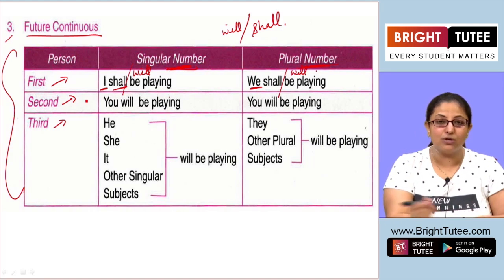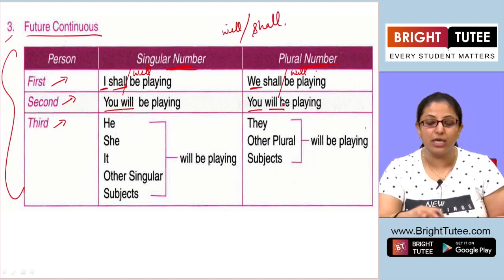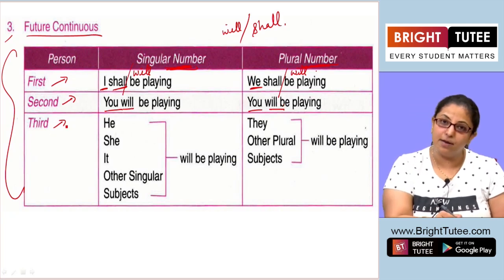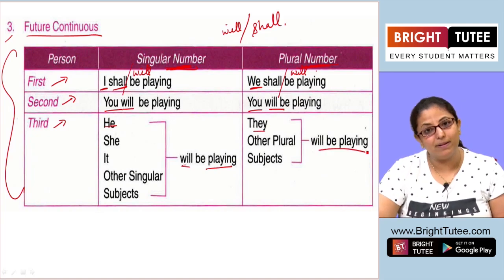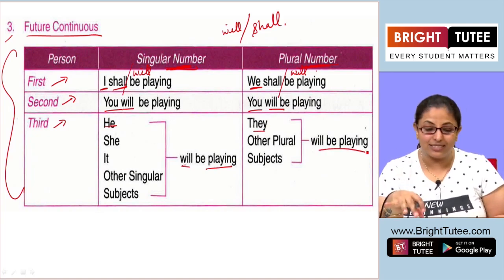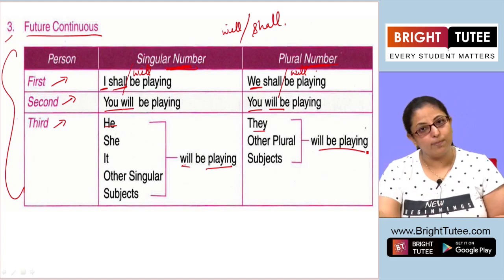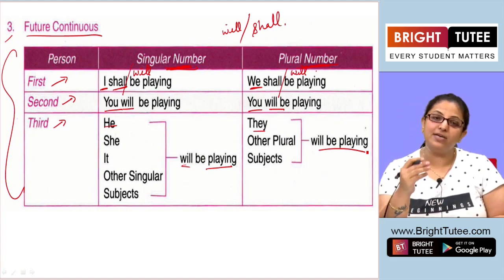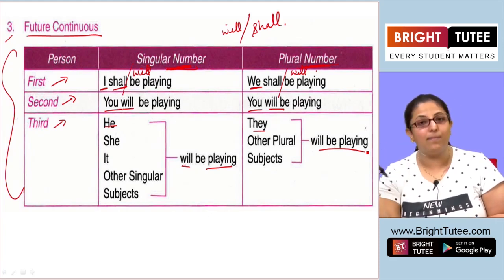In the second person also, you will, both in singular and plural numbers. In the third person also, he will be playing, they will be playing. So in this tense, in future continuous tense, whether it is singular number or plural number, any person, first, second or third, we use will or shall be playing.